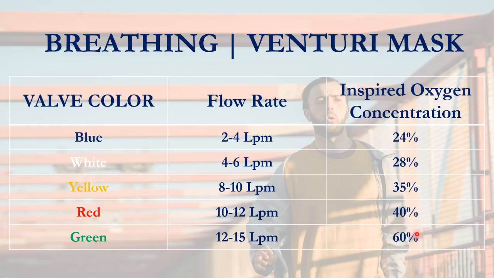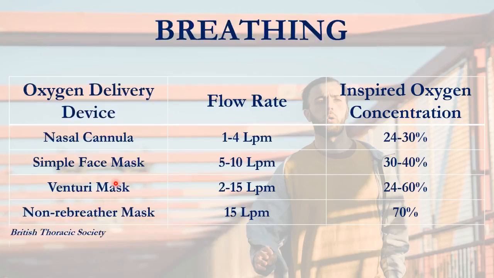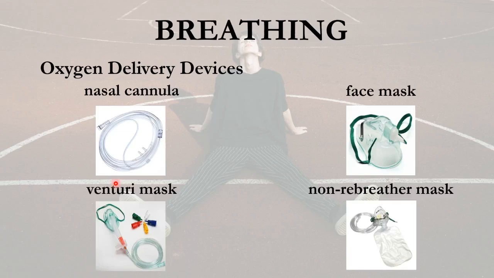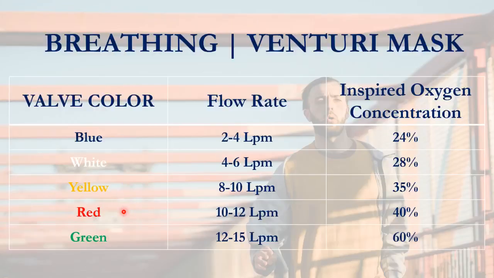Okay? So that's the order of the colors. And these plastic tubes, let me just go back. So this plastic tube, the flow and the concentration is written or indicated on each valve, so you won't get confused whenever you pick one up. For example, the green one will say 60%, 15 liters. So that's that for the Venturi.